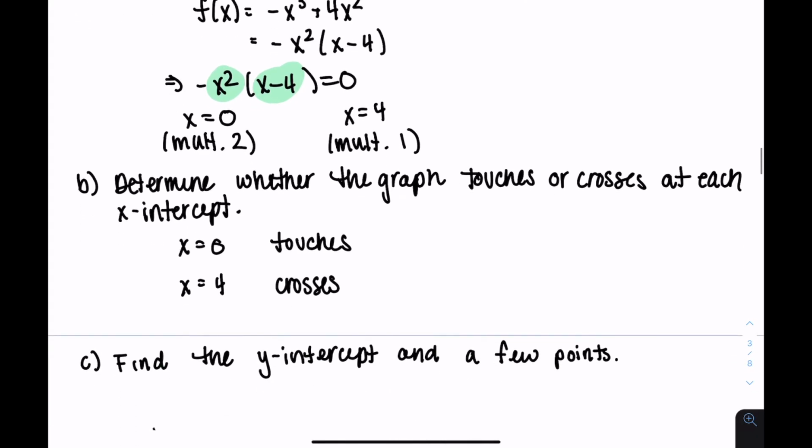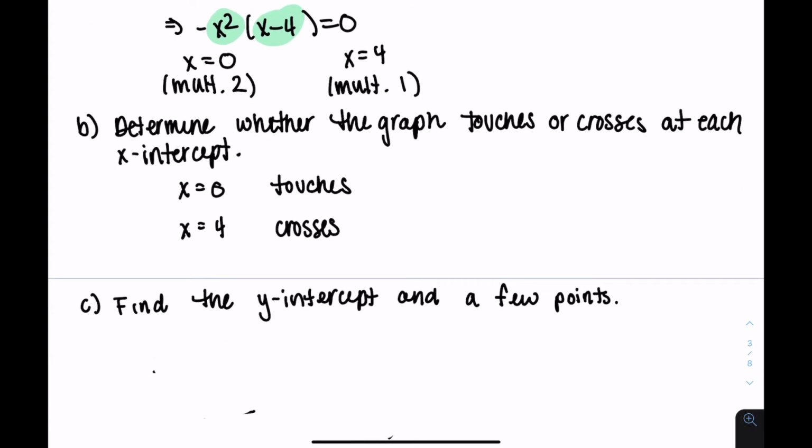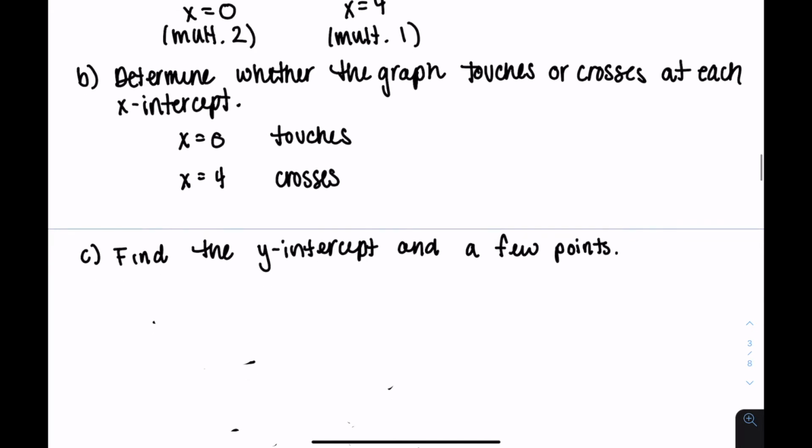Okay. So now that we know that, let's go ahead and find the y-intercept and find a few other points on the graph. So for the y-intercept, we just go ahead and plug in 0, but in this case it would be negative 0 cubed plus 4 times 0 squared. So your y-intercept is really just (0, 0).